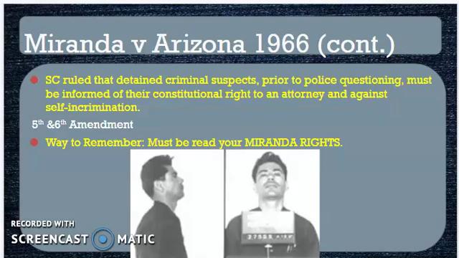The way to remember this is that you must be read your Miranda rights. This is where we get that from. Your Miranda rights being, you have the right to remain silent. Anything you say can and will be used against you in the court of law. You have a right to an attorney. If you cannot afford an attorney, one will be assigned to you. So criminals have to be read their Miranda rights because of Miranda versus Arizona.